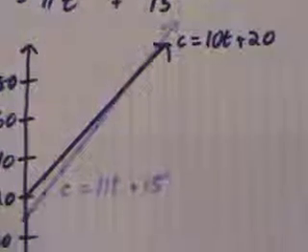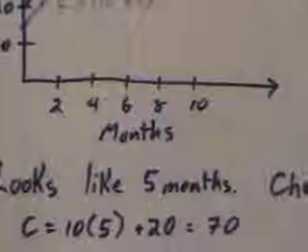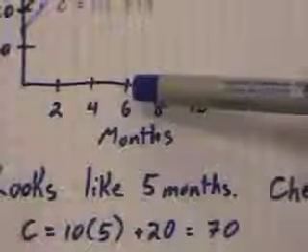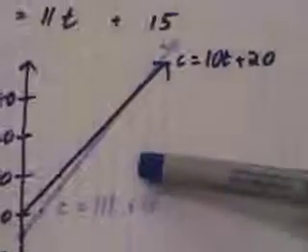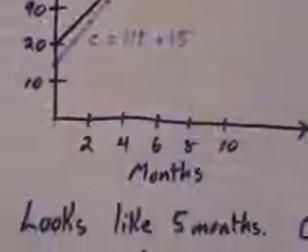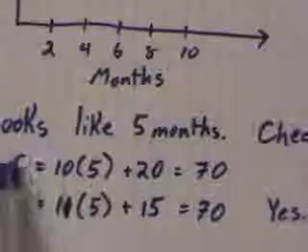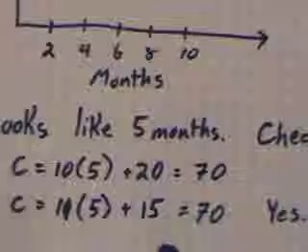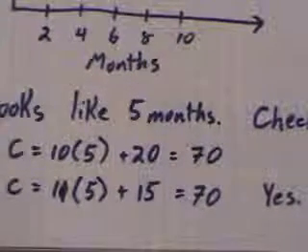This is why we have to check our answers. So I figured it looks like about 5 months. At 5 months, yeah, you can see they cross somewhere in here. And 5 months is right about the middle of that. So, does it work? Yes, it does. So 5 months is our answer.